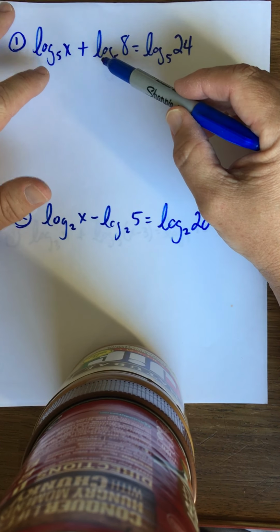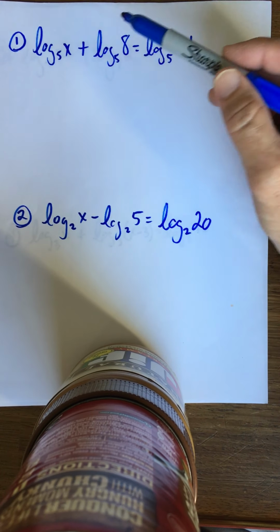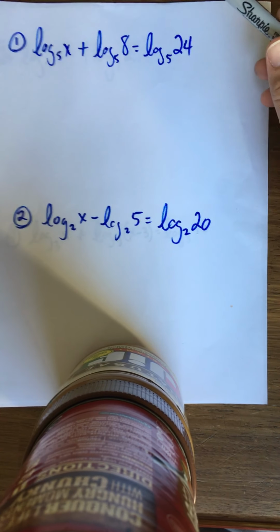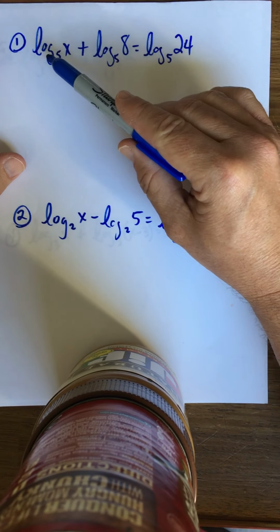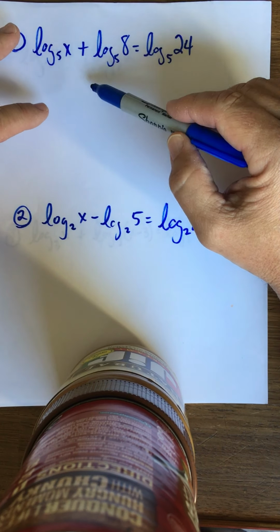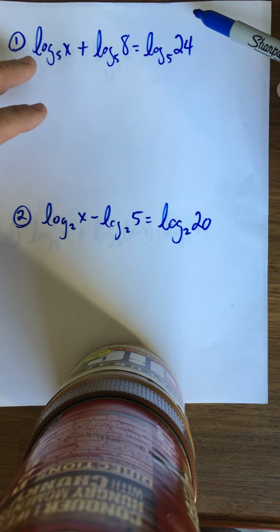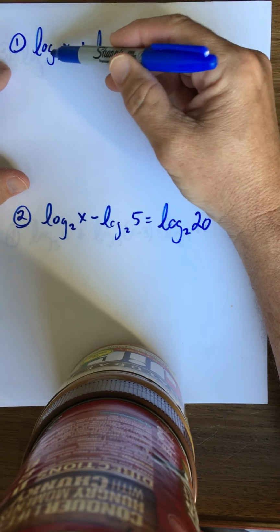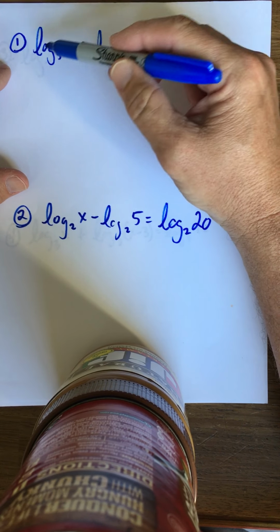Now, here's a temptation. Some of you might say, well, everything's got a log, I can just drop the logarithms. You can't do that unless it's the log of the left side equals the log of the right side. A lot of little logarithms doesn't help out. But I can combine these two logarithms using those properties that we just learned.